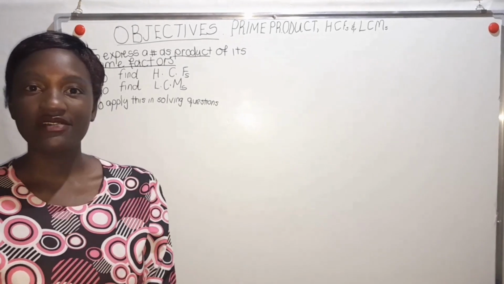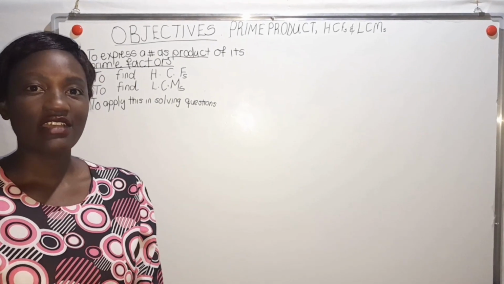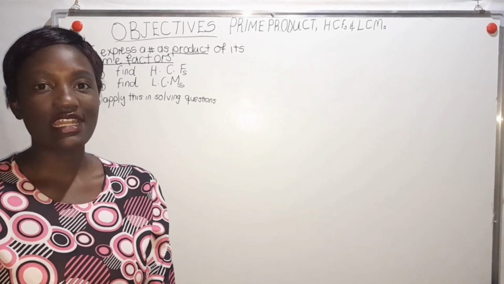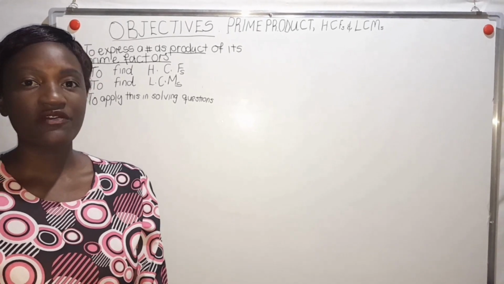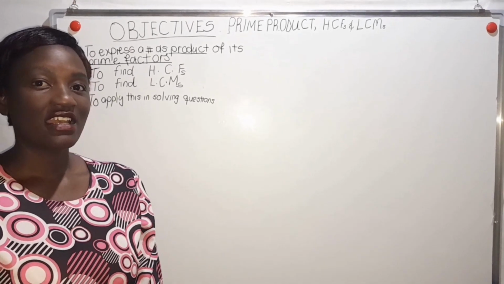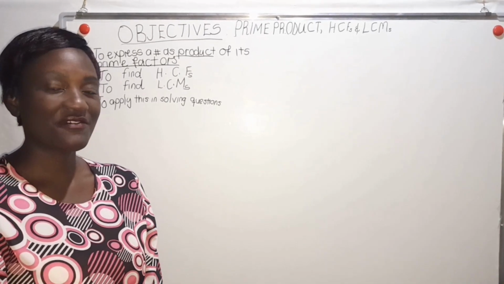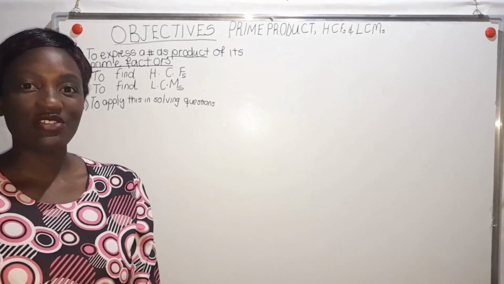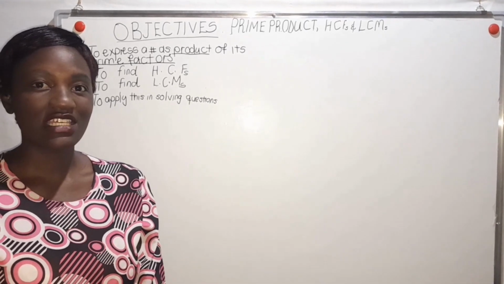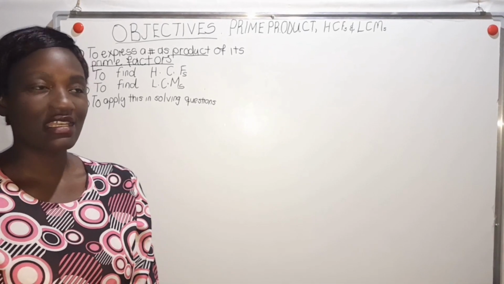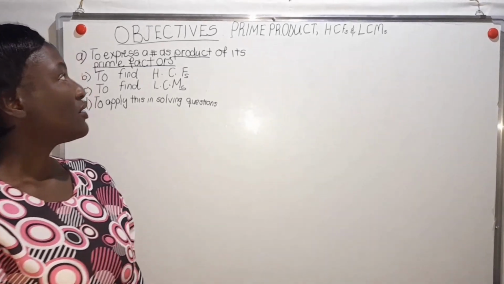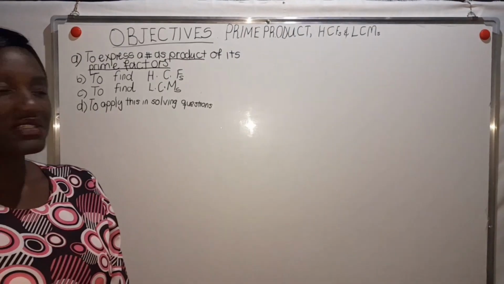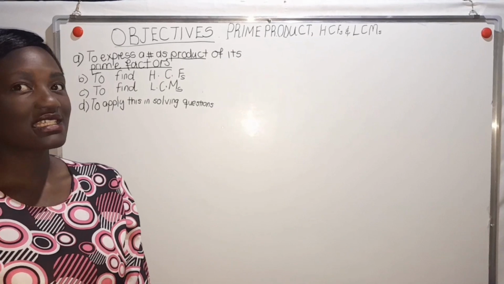The objectives of this lesson are to be able to express a number as a product of its prime factors, to find highest common factors, to find lowest common multiples, and to be able to use this knowledge in solving questions. So I want to explain what we mean when we say a product in mathematics.